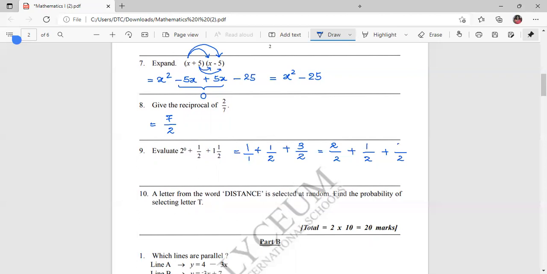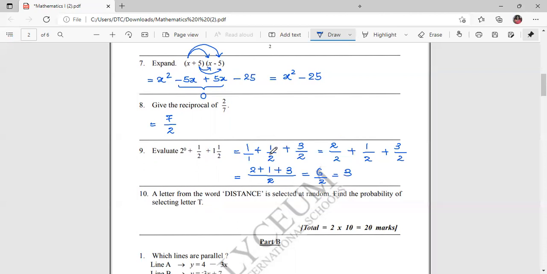And here 1 and 3. Now you have the common denominator, you draw the longer line, then you have 2, then you add the numerator values like this. 6 over 2, the answer will be 3, right?